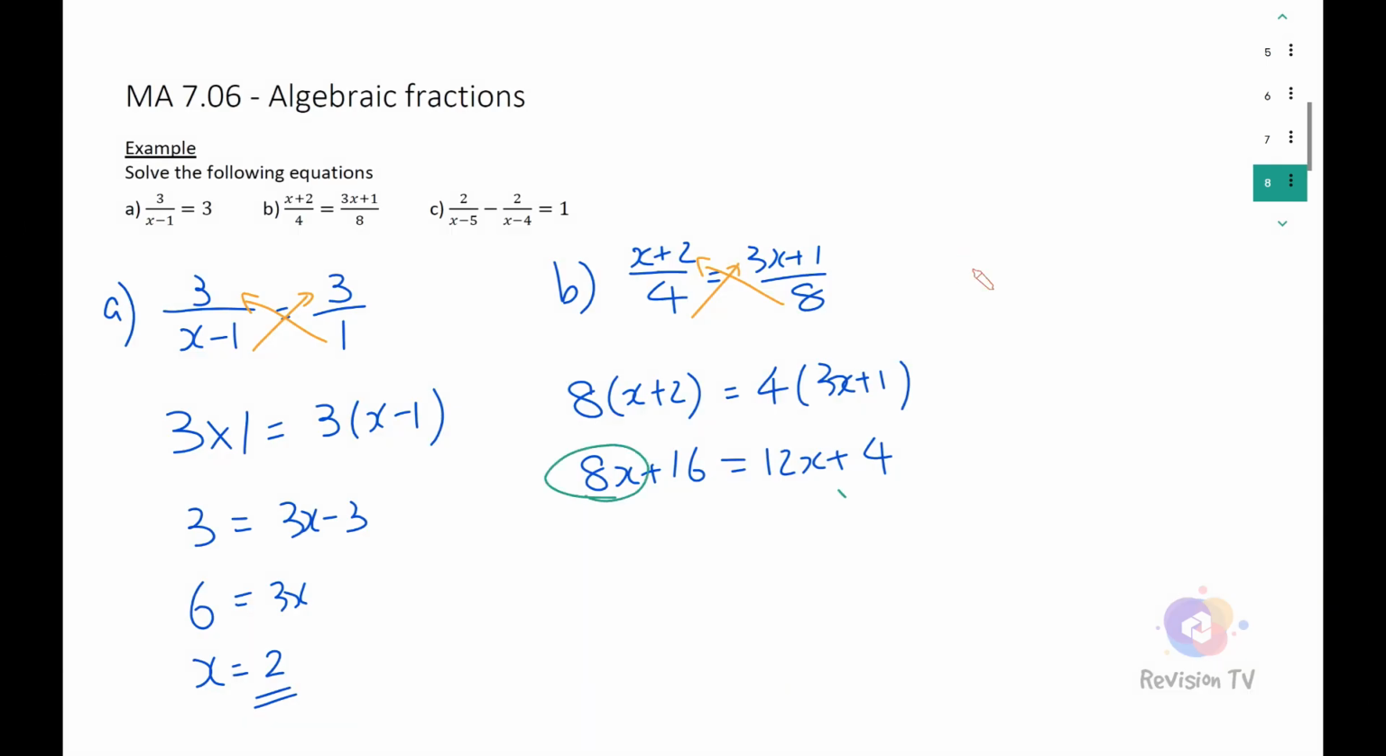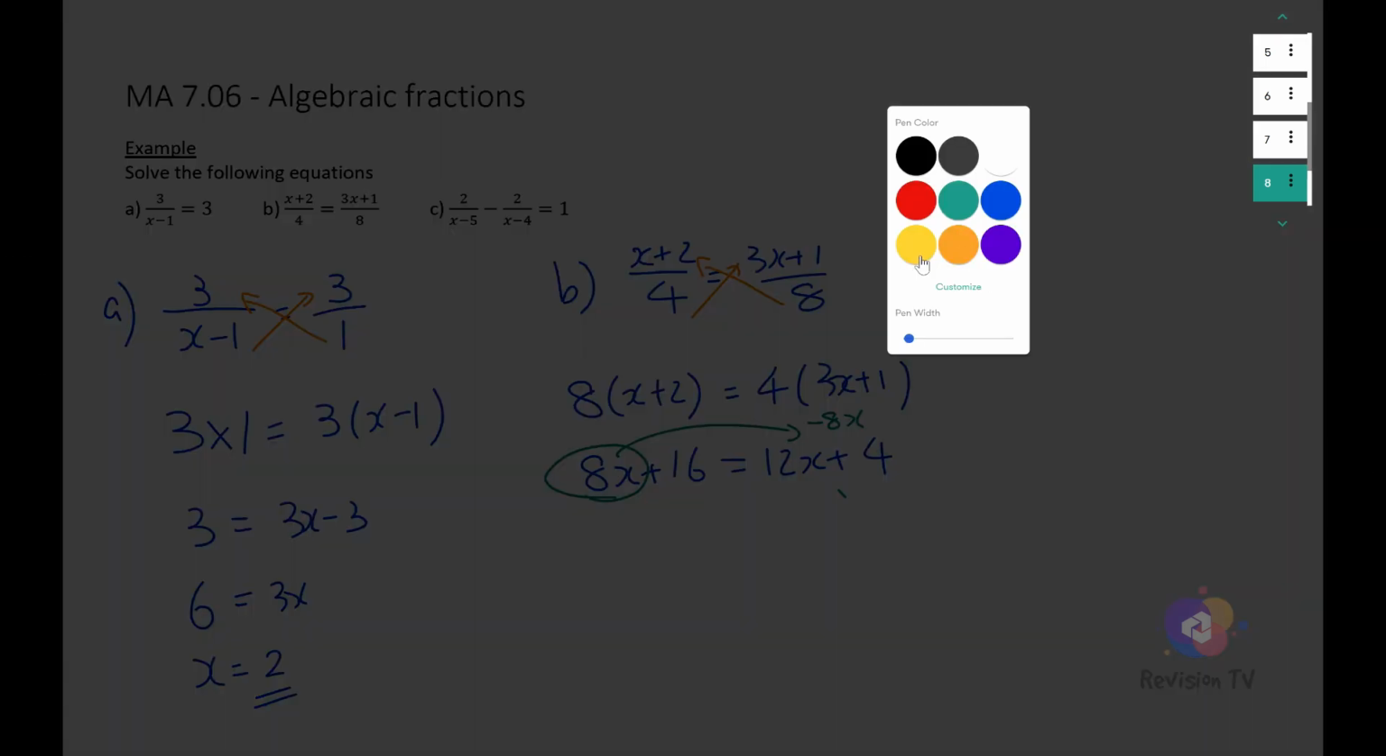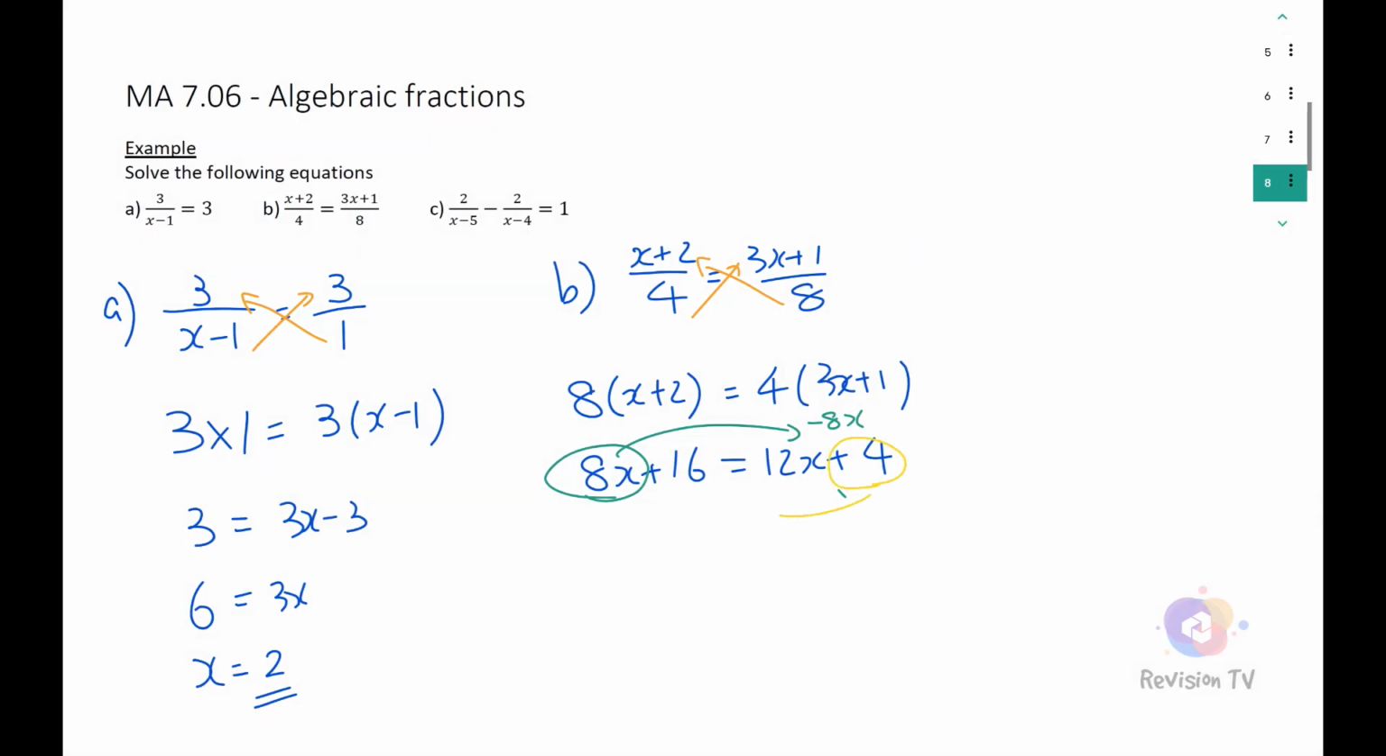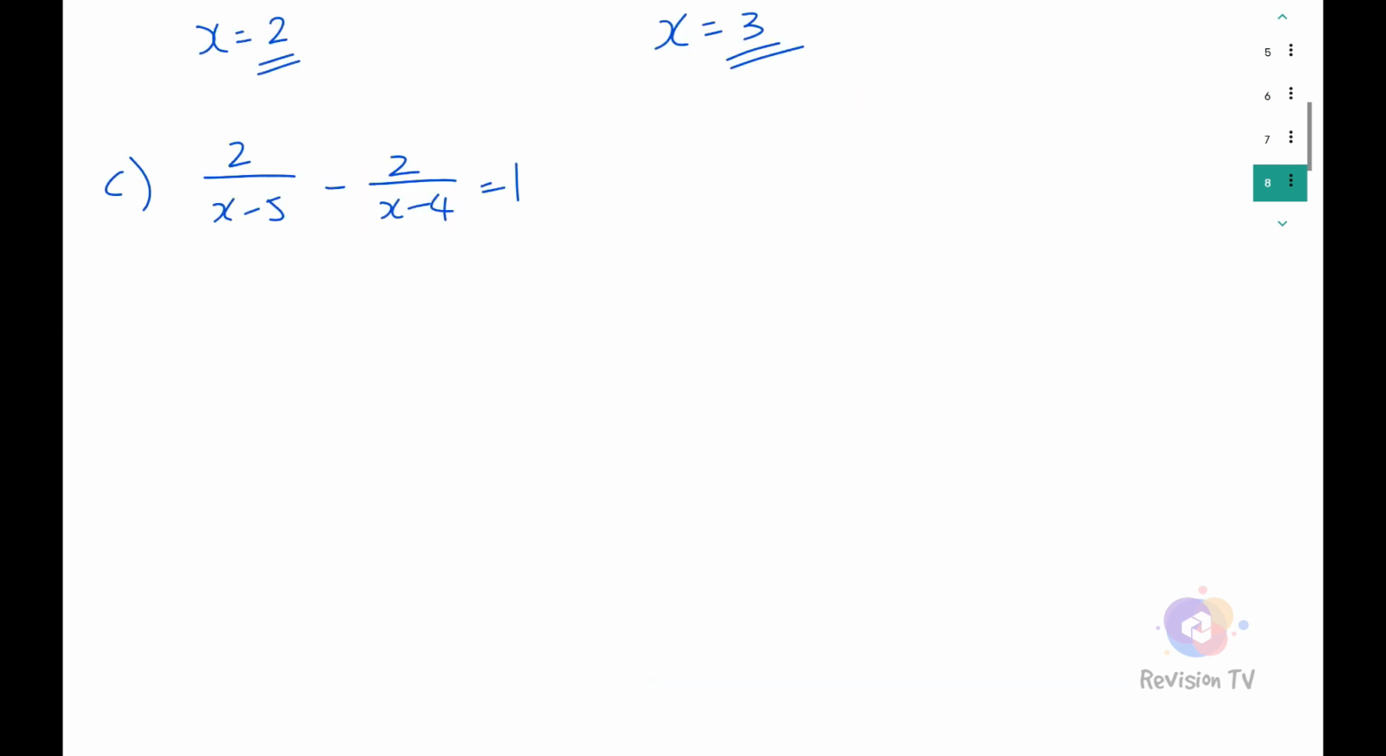8x is smaller than 12x, so I'm going to bring it to the right hand side, it becomes minus 8x. The plus 4 will go to the left side, becomes minus 4. So then we're left with, on the left hand side, 16 minus 4 is 12. Right hand side, 12x minus 8x, 4x. 4x equals 12, x equals 3. Right? Part C.